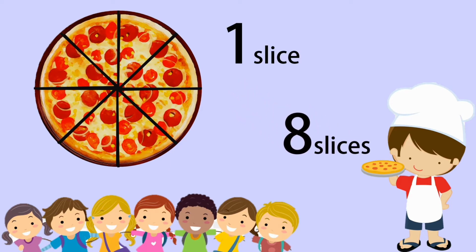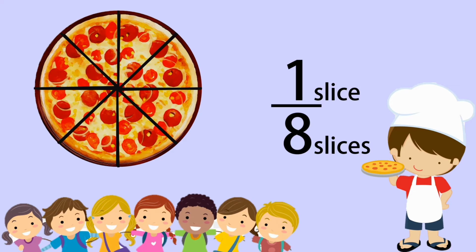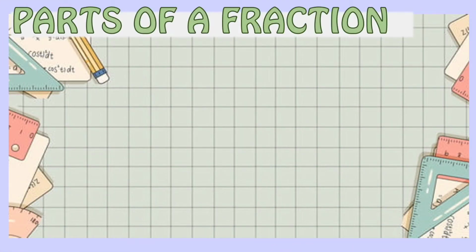To express the part of a pizza each one has, we'll use fractions. So each of them has 1/8 part of a pizza. That is a fraction. Now, let's move to the parts of a fraction.